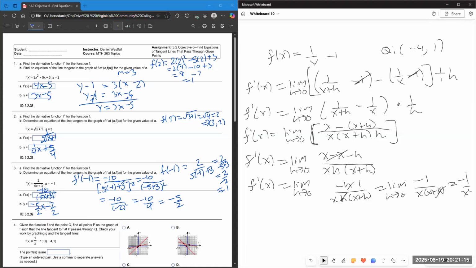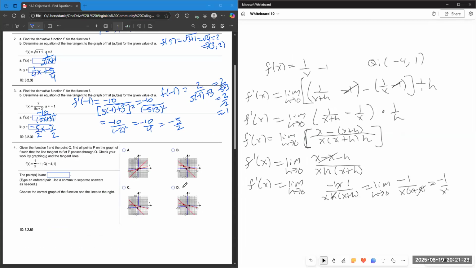So let's just make some notes over here in the space that we have. F of x is 1 over x minus 1. F prime of x is negative 1 over x squared. And x1, y1 is going to be the point negative 4, positive 1.